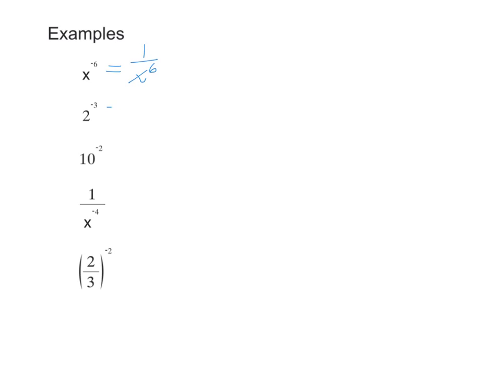2 to the negative 3, that's the same thing as 1 over 2 to the positive 3. We actually know what that is. 2 cubed is 8, so we get 1/8 as an answer. You could always type in 2 to the negative 3 in your calculator and get a value, but it's going to be a decimal approximation. Here we have an exact answer. 10 to the negative 2 is the same as 1 over 10 squared, or 1/100th.